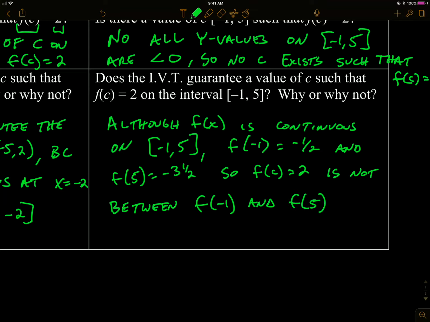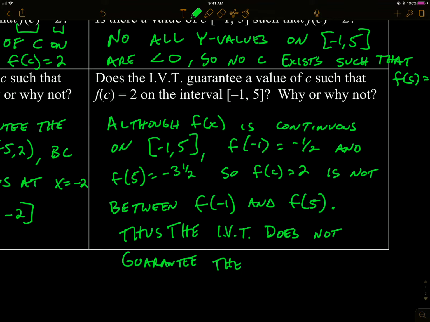So those are the two criteria that have to be met. We did an example where each one is broken. Sometimes it's easier to see how it's broken than when it works. We'll do some when it works next. So we're going to say thus the IVT does not guarantee the existence of c on -1, 5.